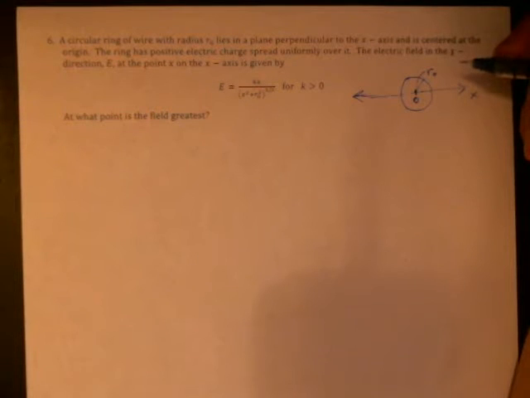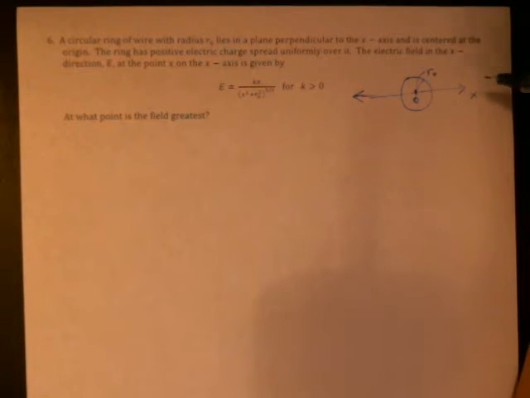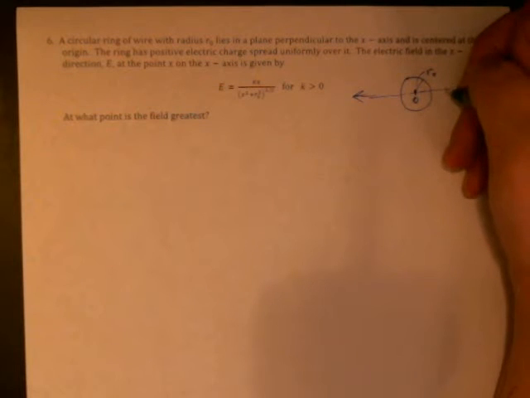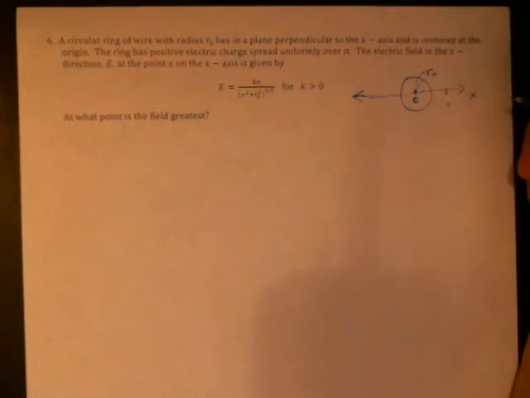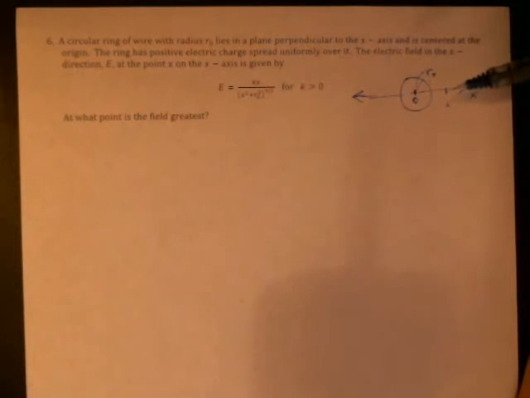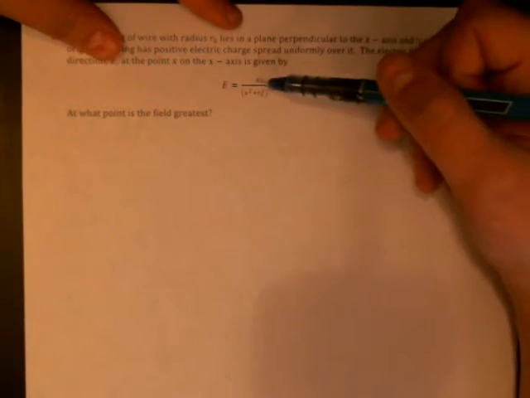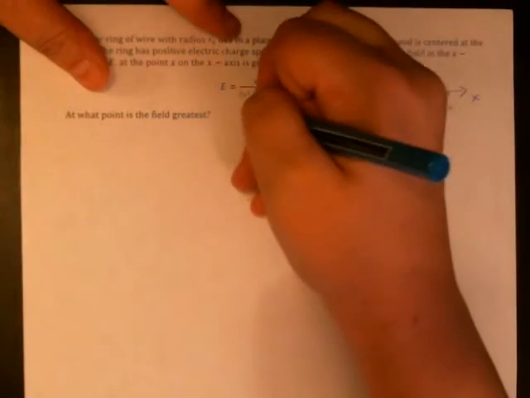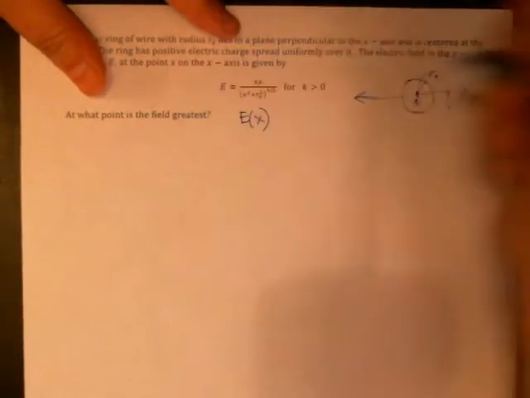It has a positive charge spread uniformly over it, and we have a formula that tells us the electric field in the x direction at point x on the x-axis. So if we're out here at some x coordinate and we plug that into this function, it will give us the strength of the electric field. But once again, we have this constant k in the mix, so we're supposed to be thinking about this as E as a function of x.